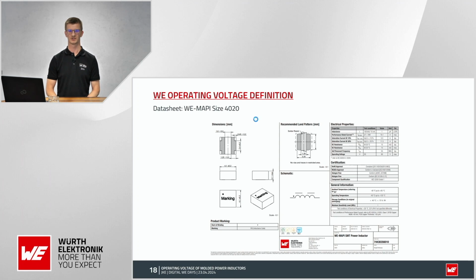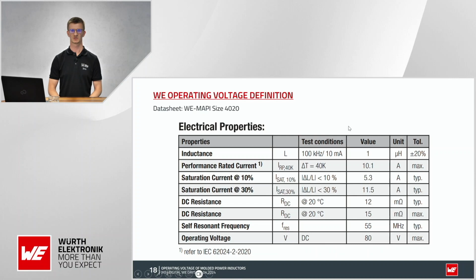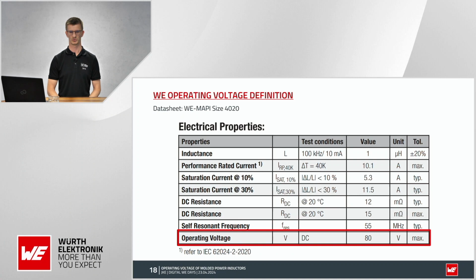So we have here the electrical properties, and we are expanding these with one more column. You see here everything that is usually there: inductance value, performance rated current, which my colleague Alexander Lang just did a presentation on. And then we are also adding this operating voltage here.